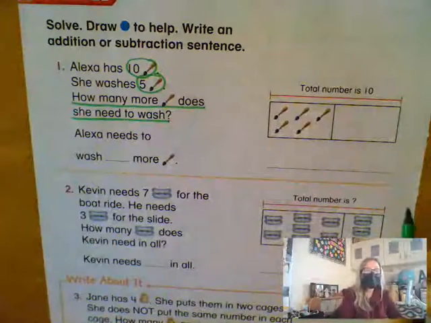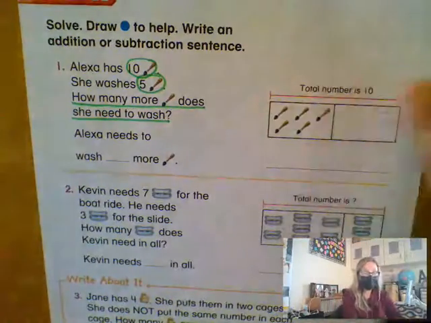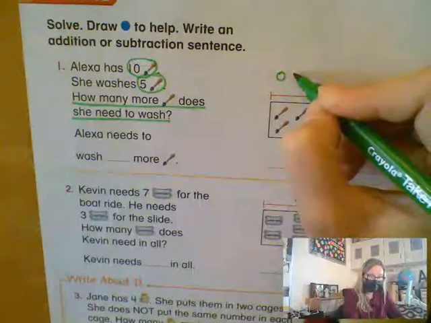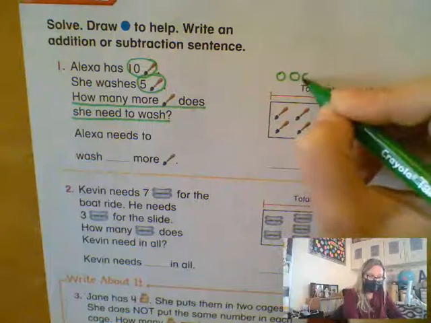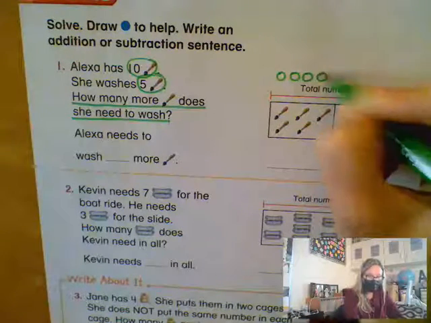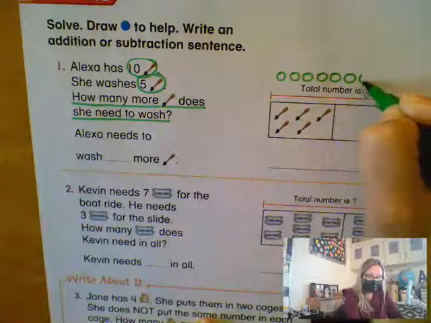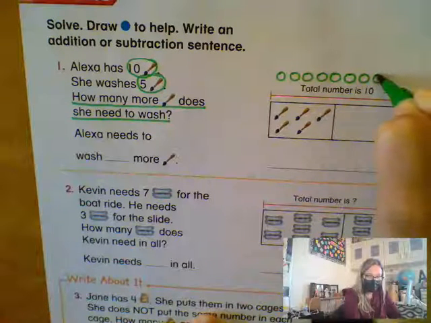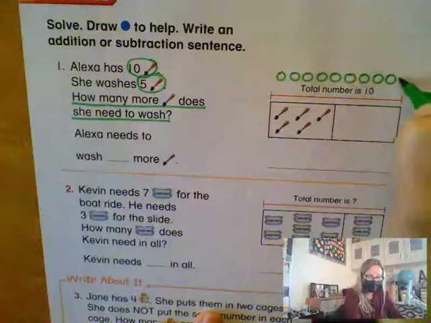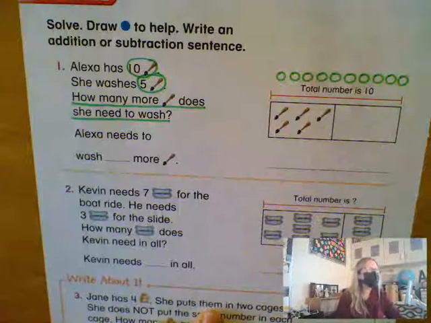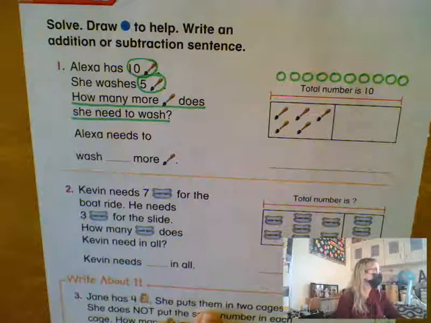So we know there's 10 altogether. So let's draw 10 circles across the top here. You can just do it quickly. 1, 2, 3, 4, 5, 6, 7, 8, 9, 10. Each of those circles represents one of the paintbrushes that she has so far.